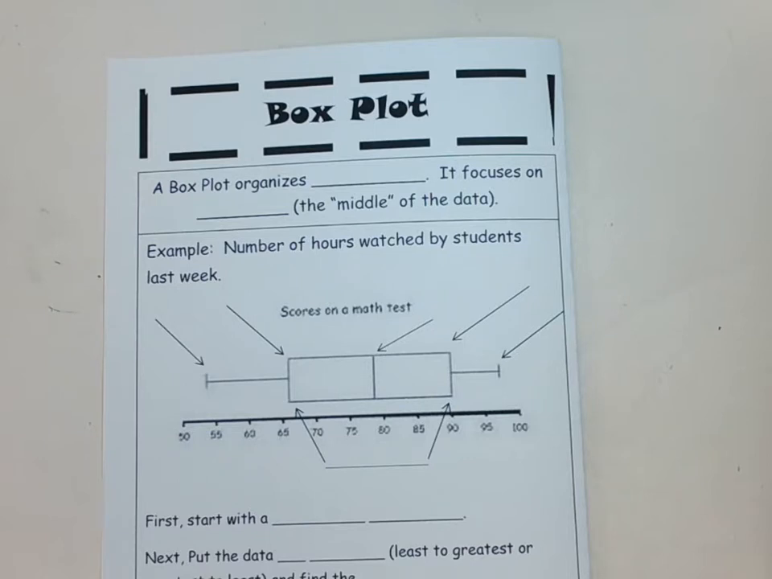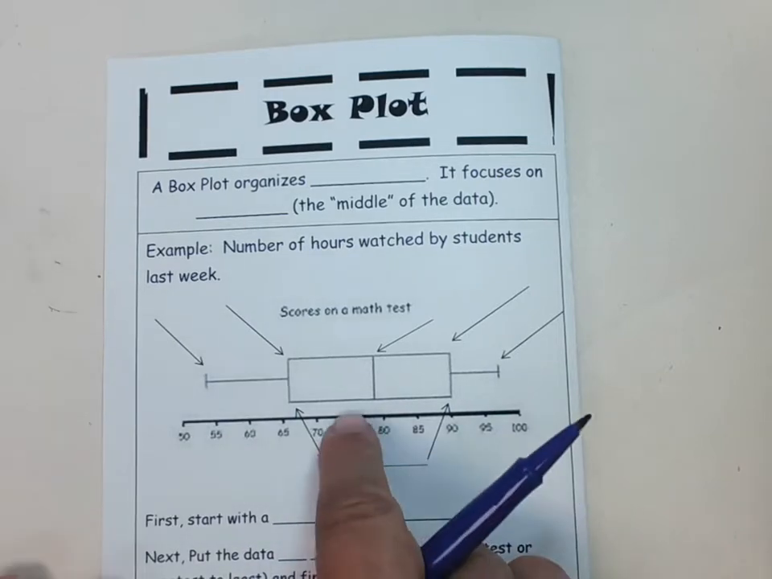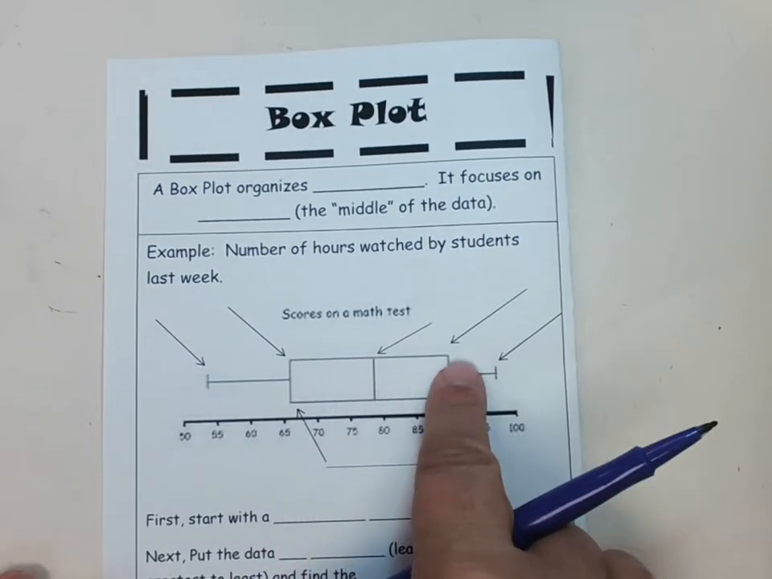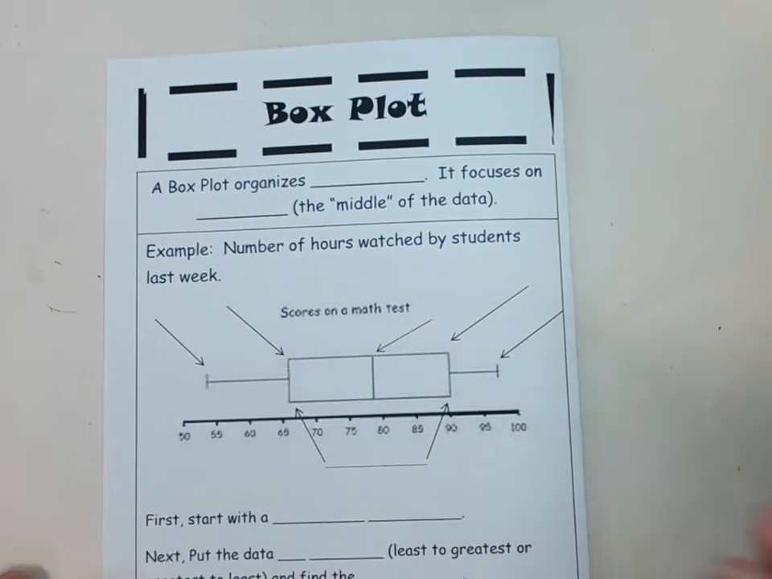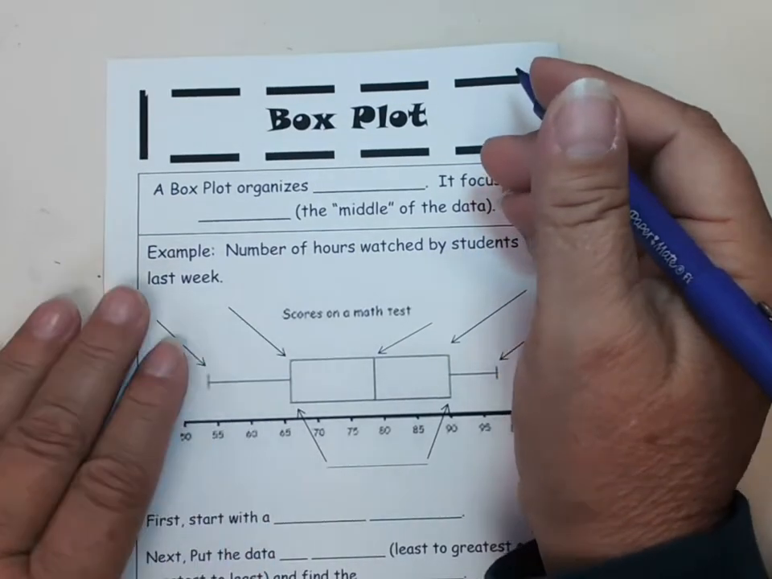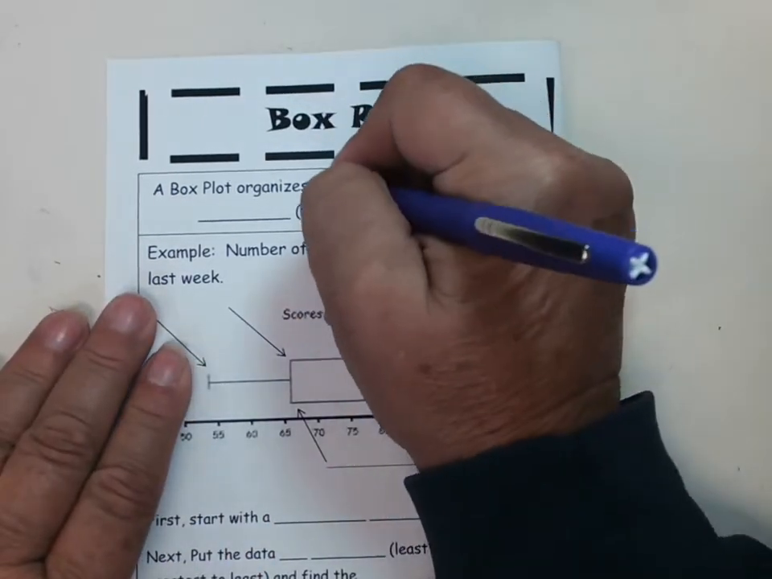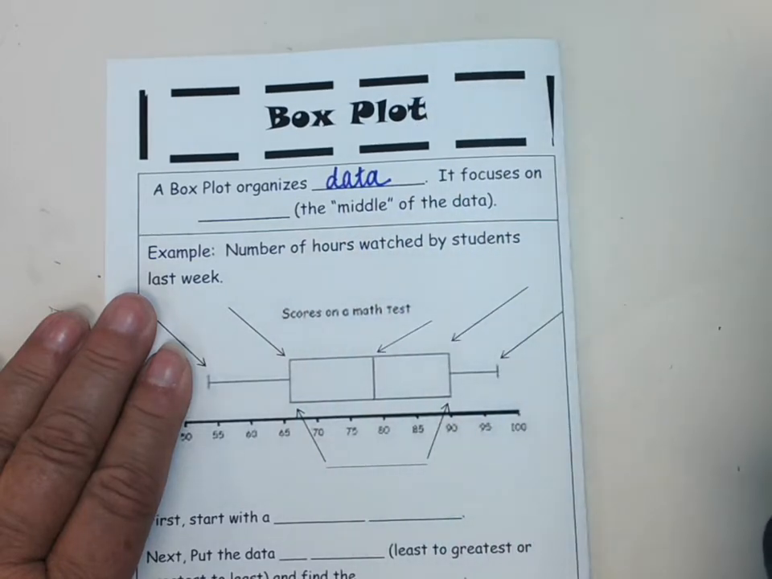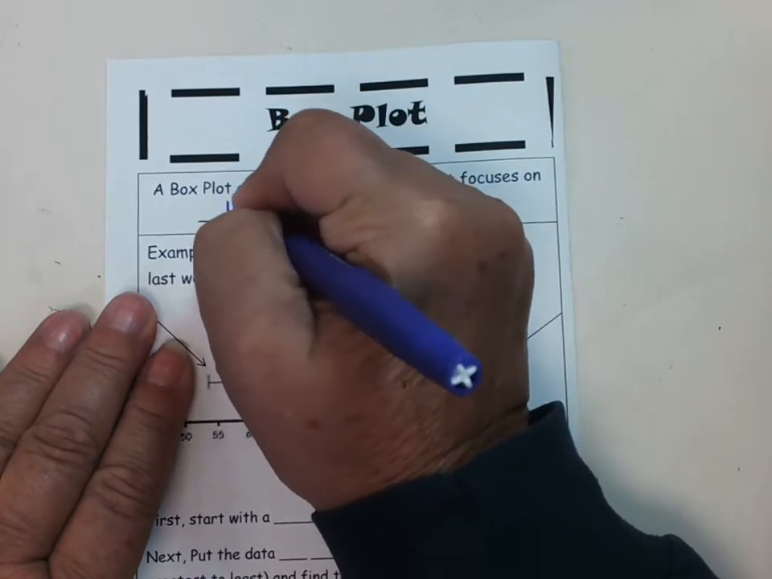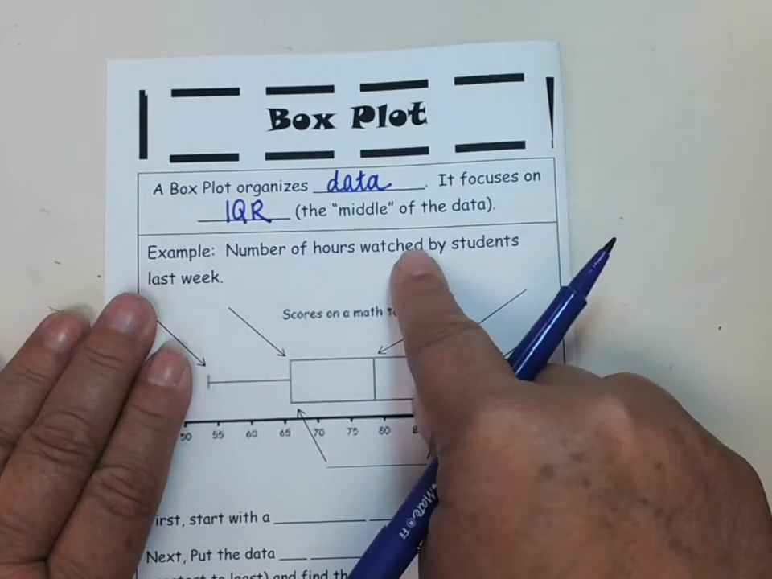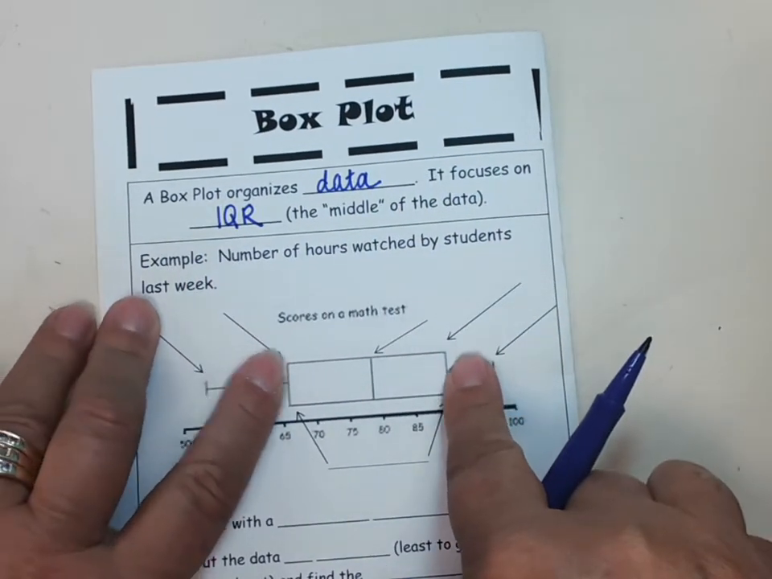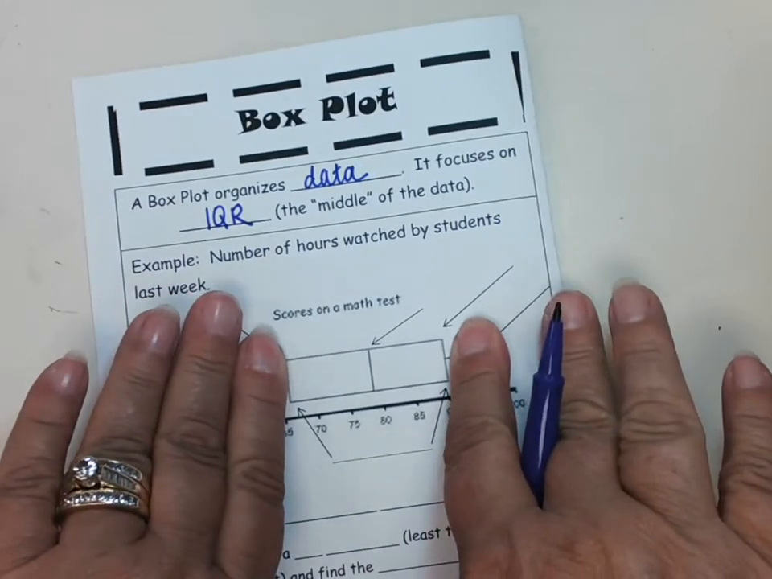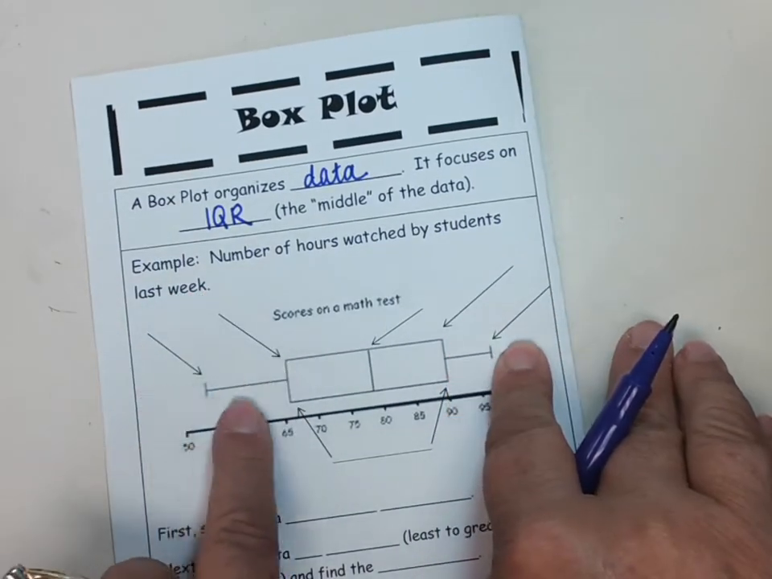So a box plot, also known as box and whiskers. If you imagine this is like a cat's face and the one little whisker coming out of each side. A box plot organizes data. It focuses on IQR, which is the middle of the data. So the middle 50%, and then there's some others.